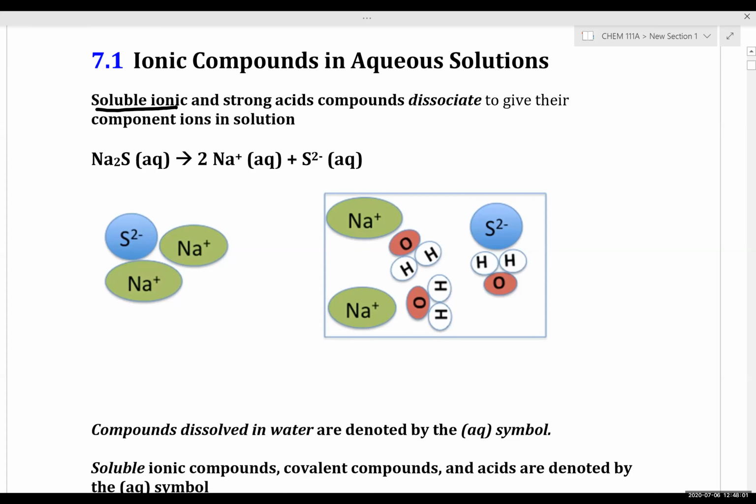Soluble ionic compounds and strong acids dissociate to give their component ions in solution. For example, sodium sulfide dissociates to sodium and sulfide, and the number of ions generated is based on the subscripts. Soluble ionic compounds and strong acids can best be thought of as mainly ions in solution.